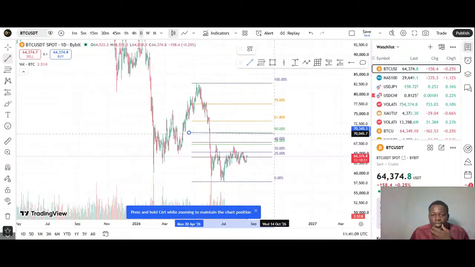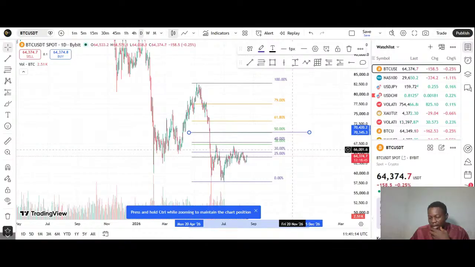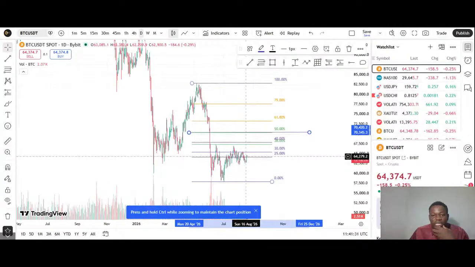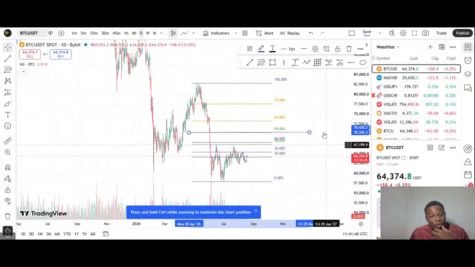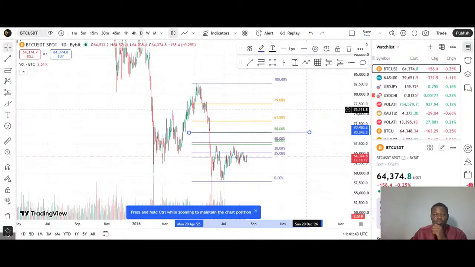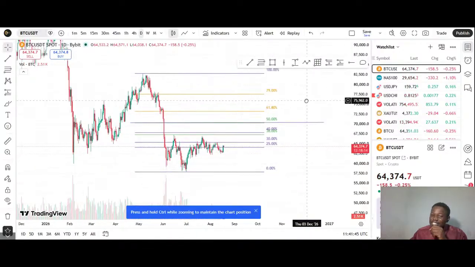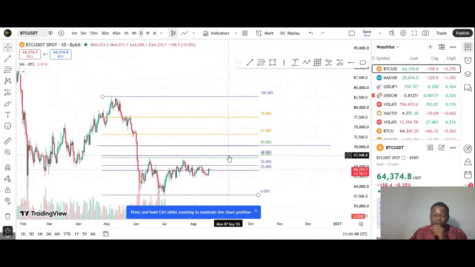So if you want to sell, you're expecting that price should come here and react here. We're expecting a reaction here based on this. But remember, I told you when you're using the Fibonacci retracement tool, it is not an automatic buy or sell signal. Do you understand? It is not an automatic buy or sell signal.